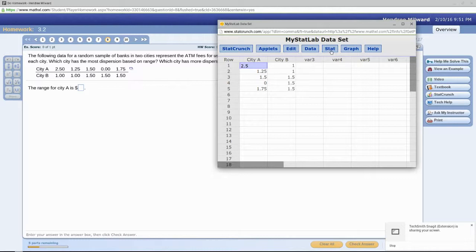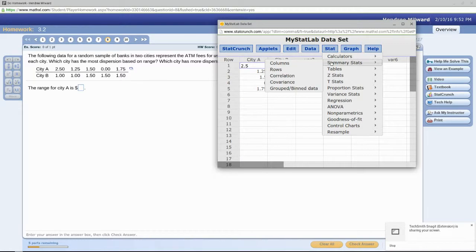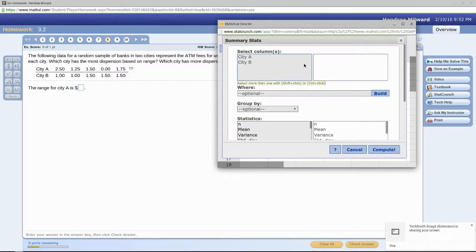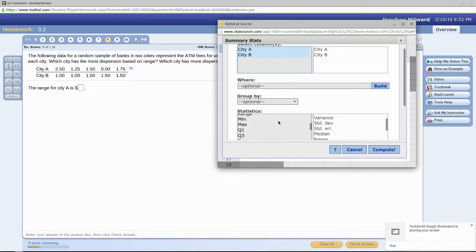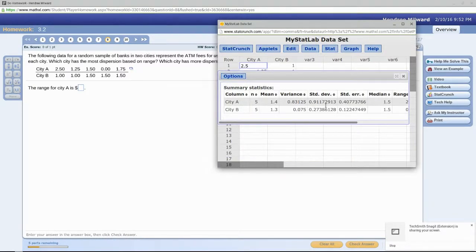Now to compute the stats that we want, range and the standard deviation are basic summary stats, and the data is organized in columns, and we select both, and you see that this is what the summary stats are there. Now you can tweak that over here if you want. I'm just going to hit compute because it has both the range and the standard deviation. So you have the first row being city A and the second row being city B.